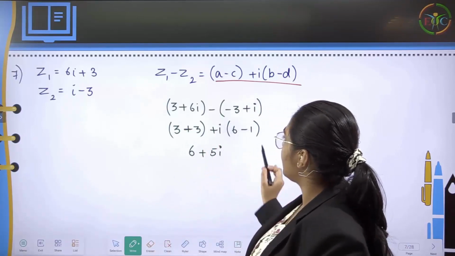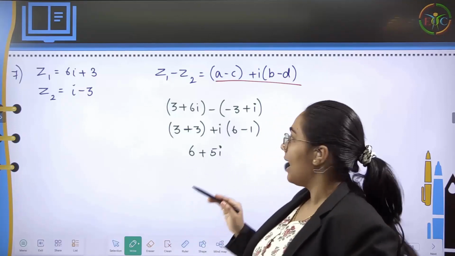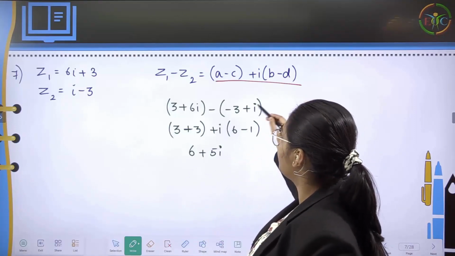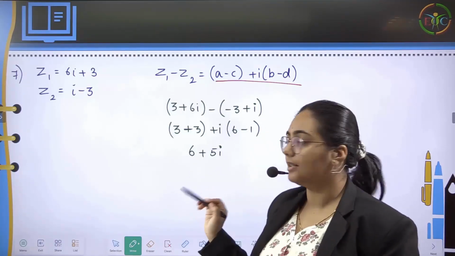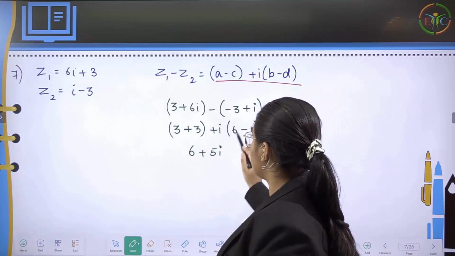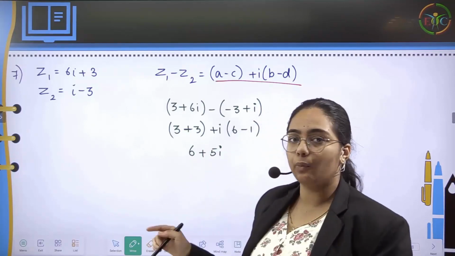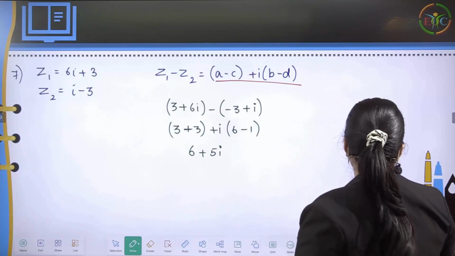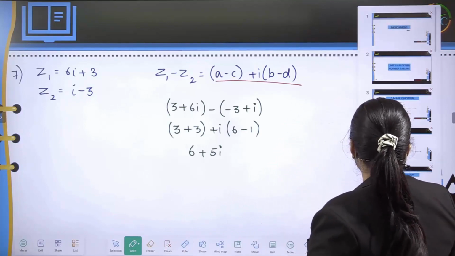Similarly b minus d. The b value was 3 and minus d, it was plus 1, so it is going to be 4. So 2 plus 1 is 3, and 3 plus 1 is 4. The next question, what was the next question?